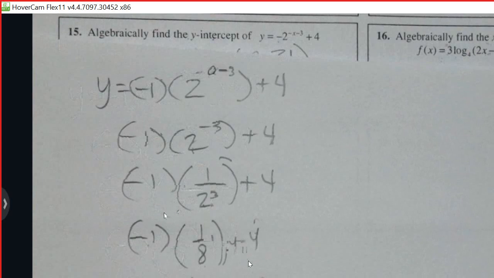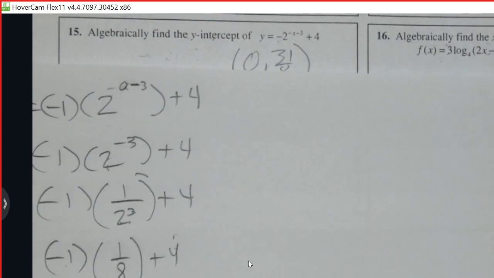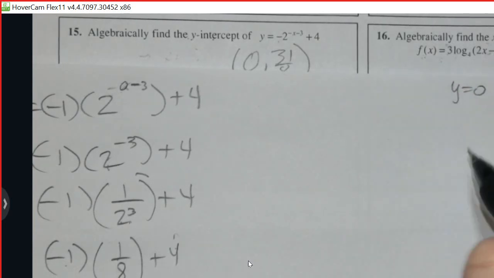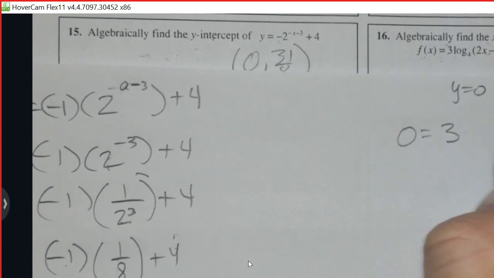Now, just the opposite for 16. Instead of finding the y-intercept, I'm finding the x-intercept. So when I find the x-intercept, y must be 0, and y is the same as f of x. I'm going to replace f of x with 0, so 0 equals 3 times log base 4 of 2x minus 3 plus 6. And now I want to solve for x.